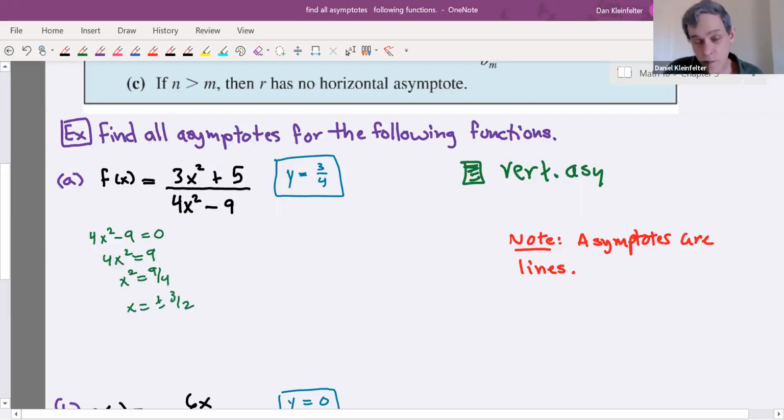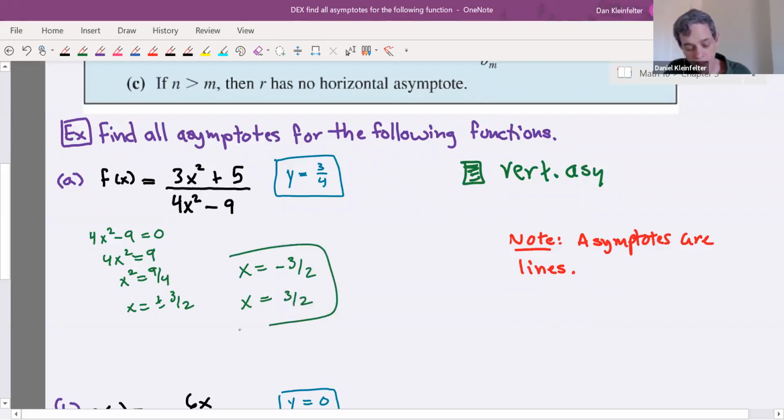Another difference between vertical and horizontal asymptotes is that you can have multiple vertical asymptotes, but you'll only ever have one horizontal asymptote. So take a minute and think about why that has to be true. What would it be like if you had multiple horizontal asymptotes? Okay, so these are going to be our vertical asymptotes.